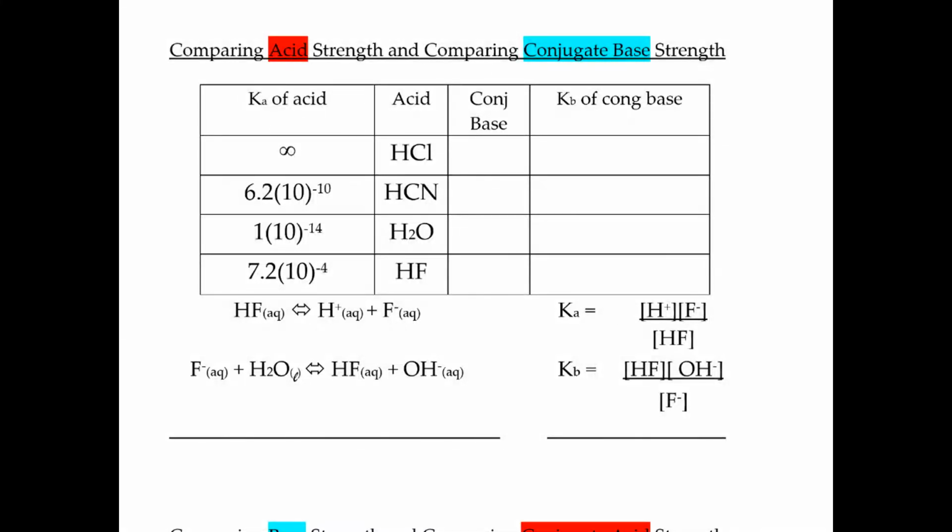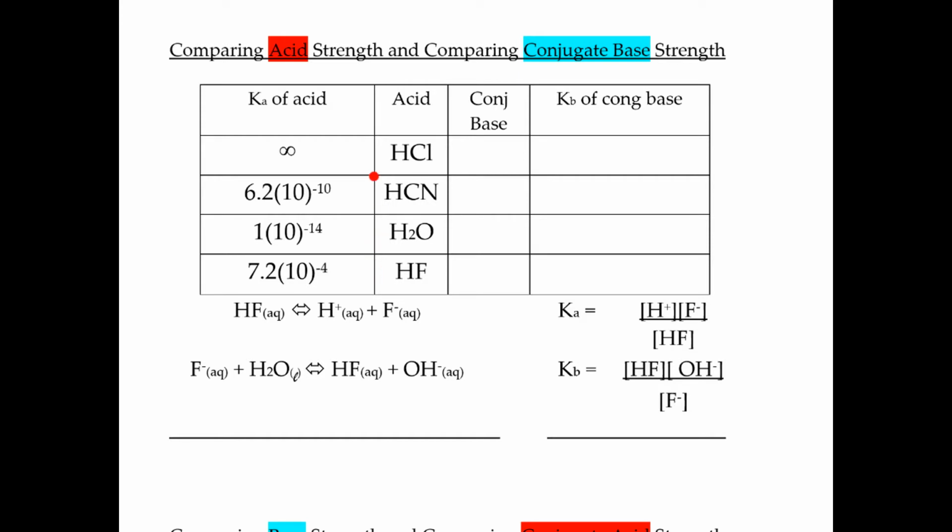Today we're on page 3 of the chapter 14 AP Chemistry notes, and we're going to be comparing acid strength and comparing conjugate base strength. So here we have 4 acids: HCl, HCN, H2O, which can be considered an acid, and HF.